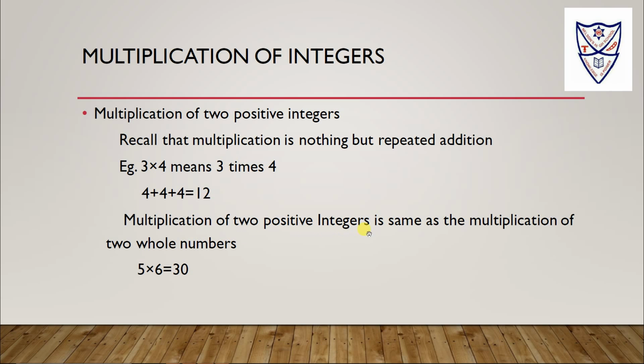Multiplication of two positive integers is same as the multiplication of two whole numbers. This thing you have to keep in mind. Multiplication of two positive integers is same as the multiplication of two whole numbers. For an example, integer 5 multiplied by integer 6. So you have to do 5 times 6, which is equal to 30.